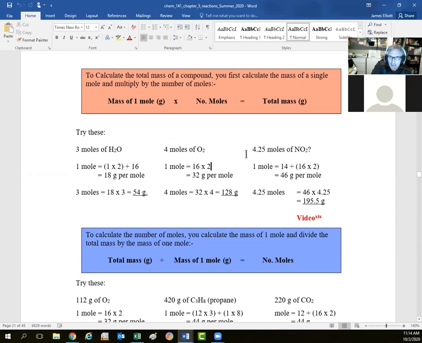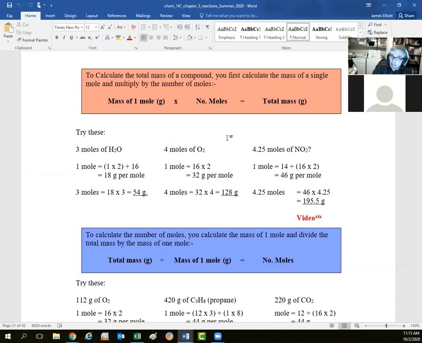Remember, a mole is 6.022 times 10 to the power of 23 of those units. So we can talk about fractions of a mole and still be talking about a whole number of molecules or units. Just like half a dozen eggs is still 6 whole eggs.